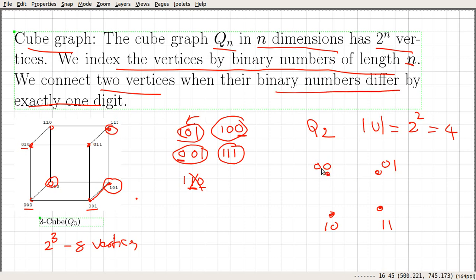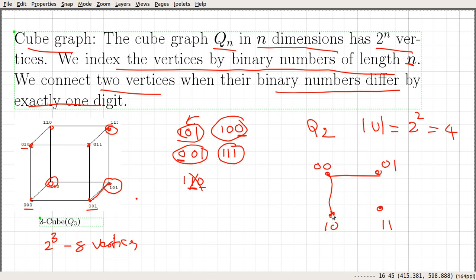So we can see that these 2 binary strings differ in exactly 1 bit position, the last bit. So there will be an edge from here to here. And similarly, there will be an edge from here to here, and we can see that there won't be an edge between 00 and 11. They differ in exactly 2 bit positions.